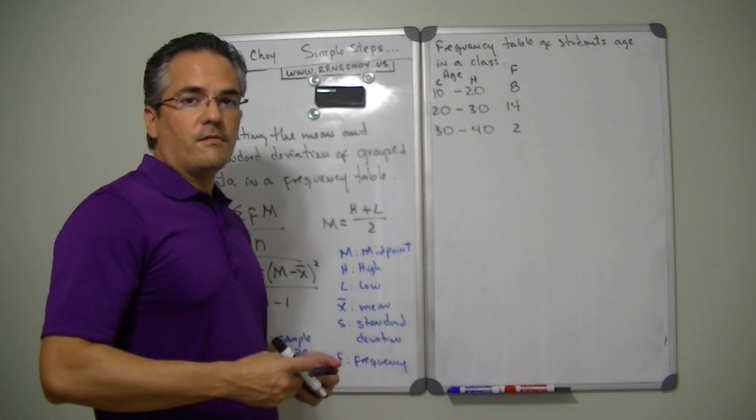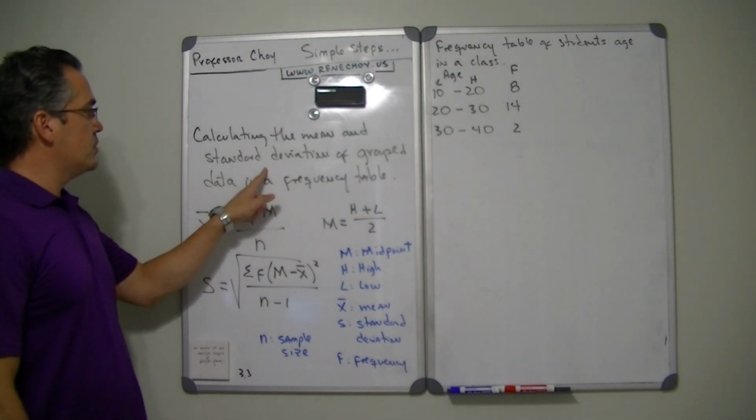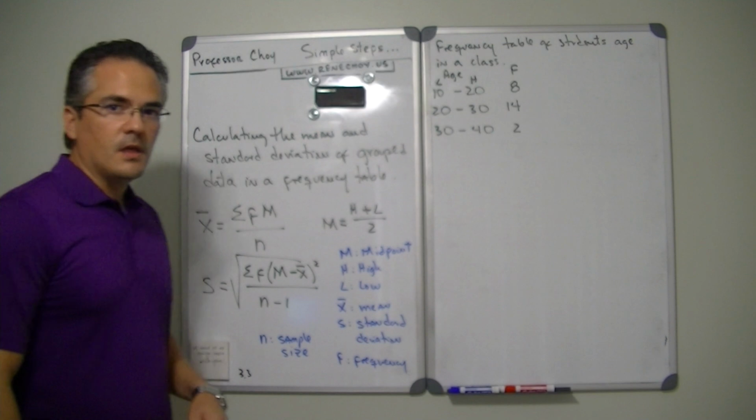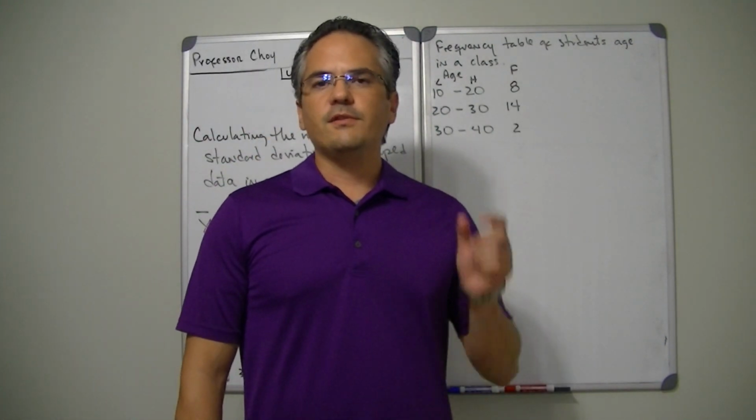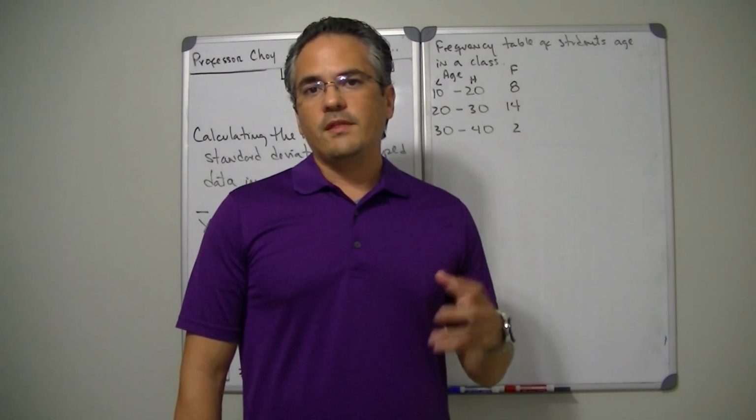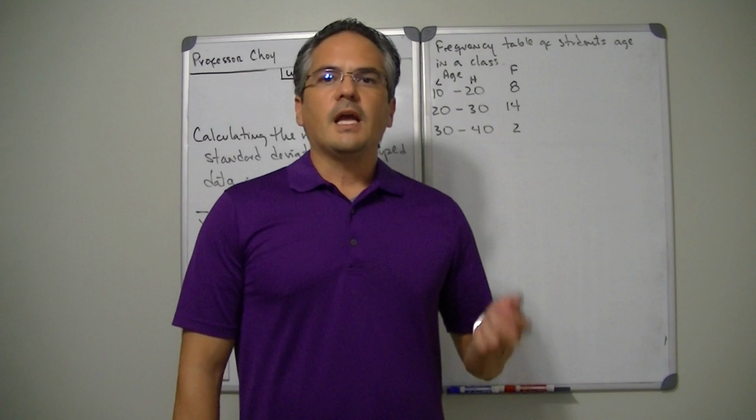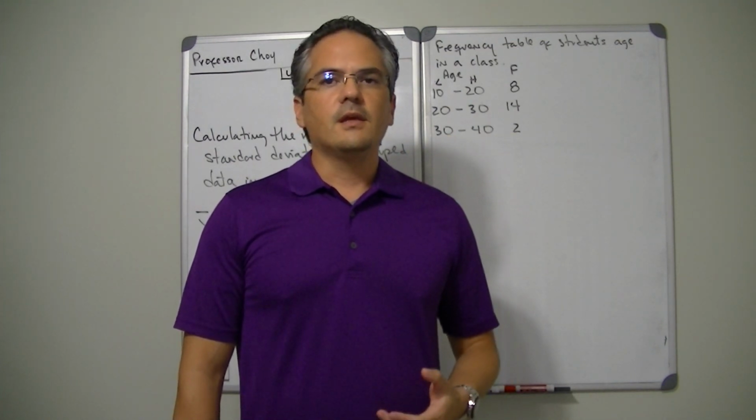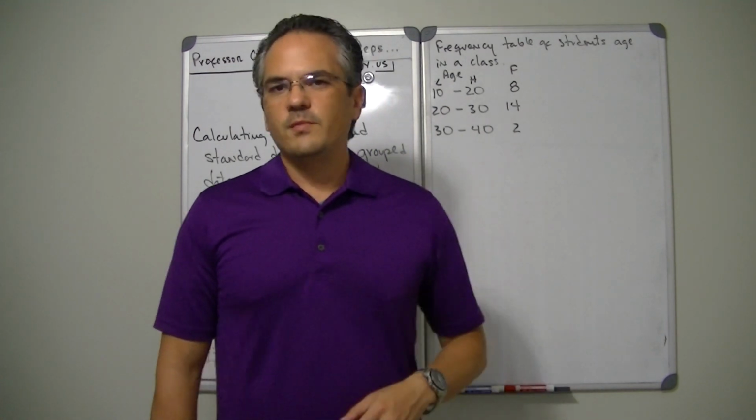Today we're going to be covering how to calculate the mean and standard deviation of group data using a frequency table. In one of my previous videos we talked about how to create a frequency table. One of the things that happens when you have a frequency table is that now you have organized data. And using that organized data, you can also calculate a mean and a standard deviation. So that's what we're going to be doing today.